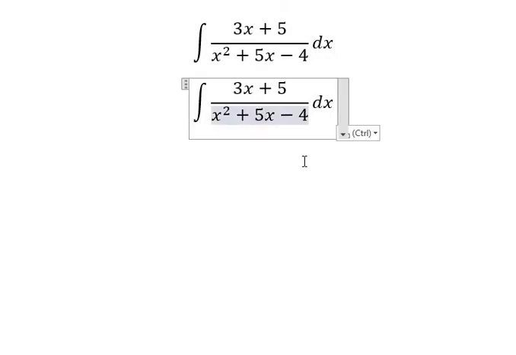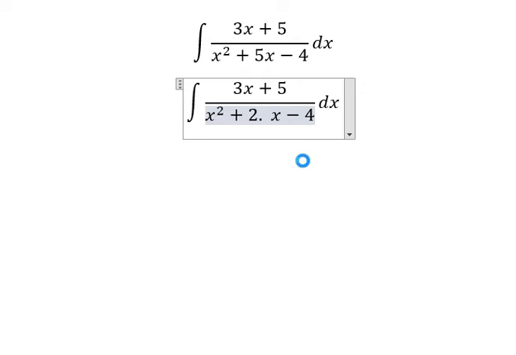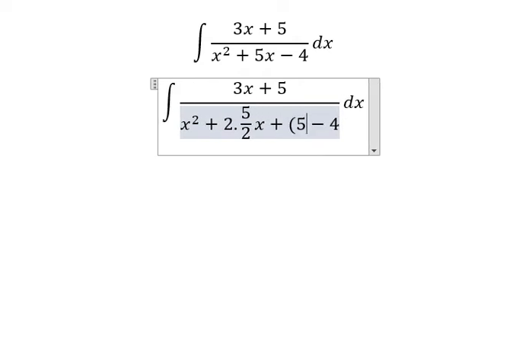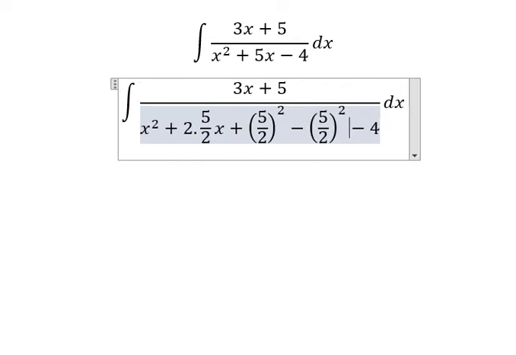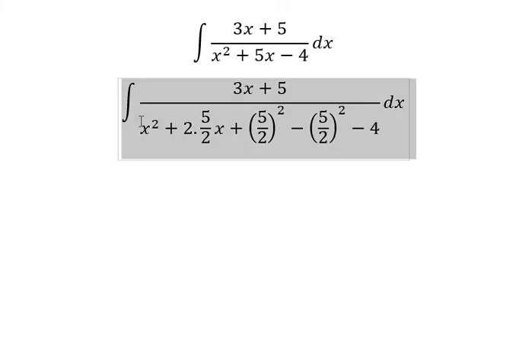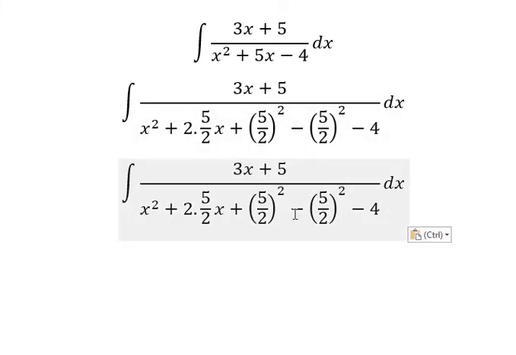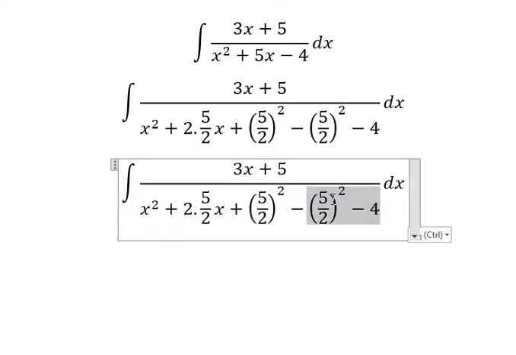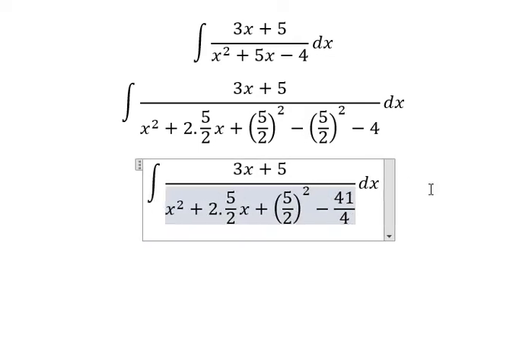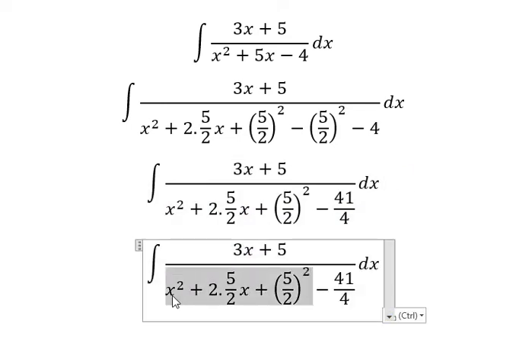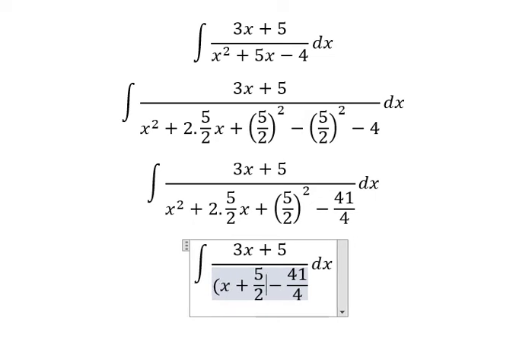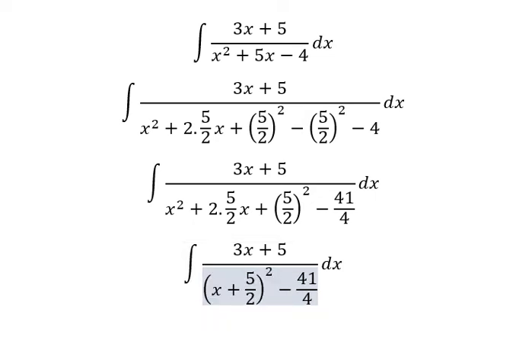So about number 5, that's about 2 multiplied by 5 over 2. That means we need to have 5 over 2 squared. Later we need to minus 5 over 2 squared, because I want to create an identity in here. Next, negative 5 over 2 squared minus 4, you will go about negative 41 over 4. And this one in here, we will go about s plus 5 over 2, everything to the power of 2.